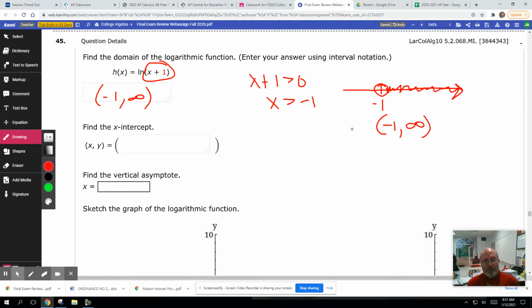So let's find the x-intercept. The x-intercept is the x value when y is 0. So h of x is y, so we're going to set h of x equal to 0 and solve this problem for x.